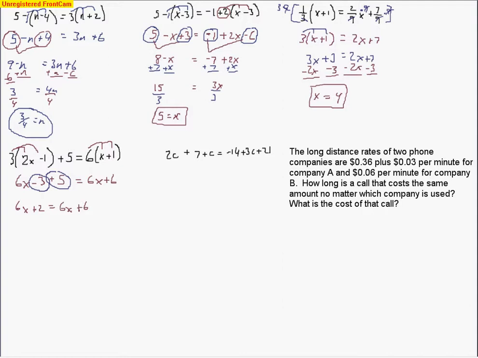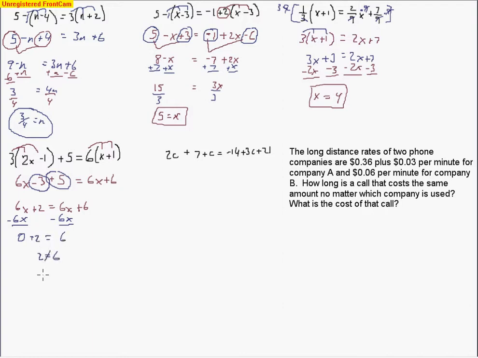Well, at this stage, you can see what the answer is going to be if you had a little bit more understanding of these problems. But we'll see it once we move the x's over. Notice that when I subtract 6x, I'm not getting x. I'm getting 0. Those cancel out. So I'm left with 2 equals 6. Does 2 equal 6?